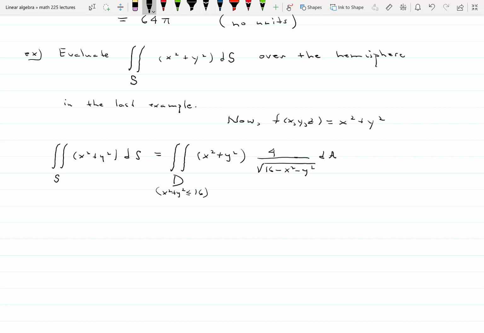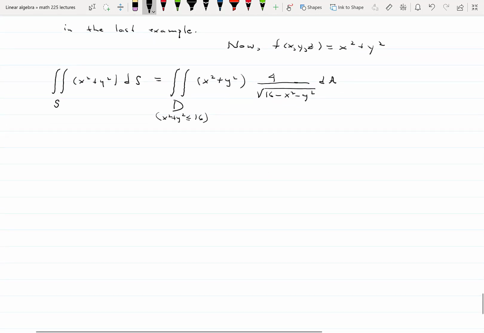Okay, so how do you think we want to evaluate this double integral? We've converted the surface integral into a double integral, and it looks pretty polar, to be kind of explicit about this. It looks like it's saying integrate me using polar. So integrate over the disk x squared plus y squared is less than or equal to 16.